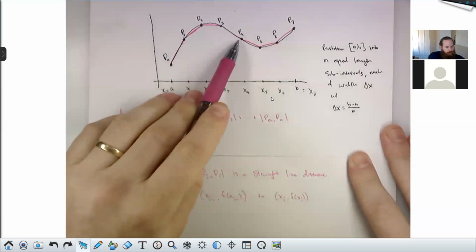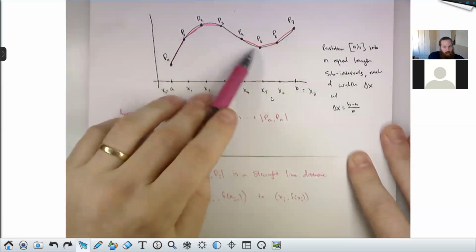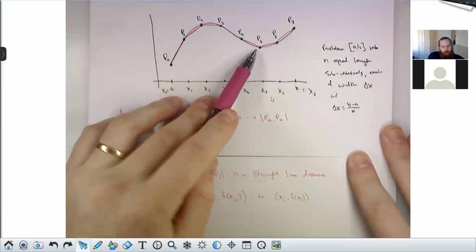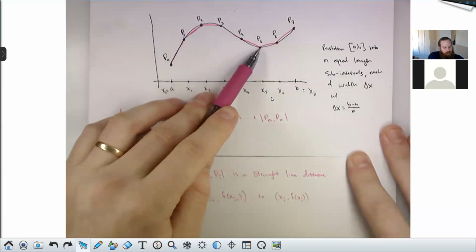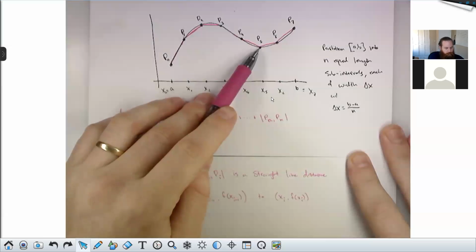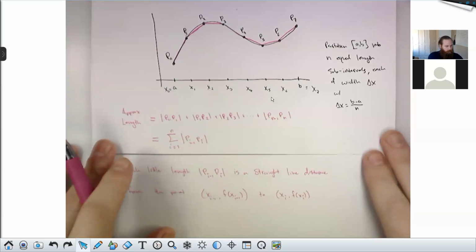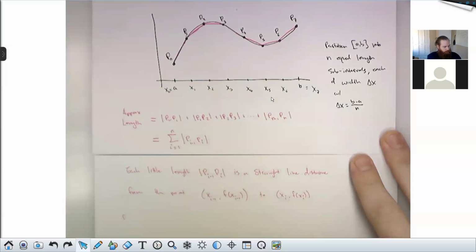Right, like P4 right here is x4, f of x4, and P5 here would be x5, f of x5. And this little pink length is the straight line distance from x4, f of x4 to x5, f of x5. Well, what is that distance? You can use your distance formula. I'll switch back to black. I know this pink is a little tough to read.